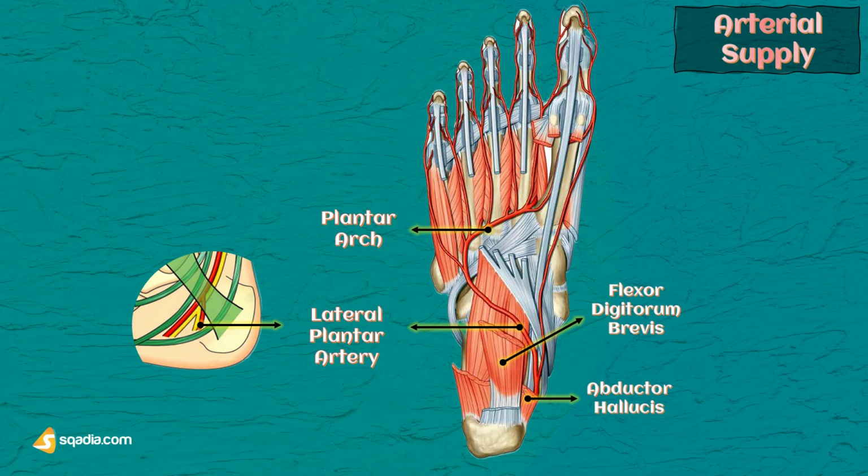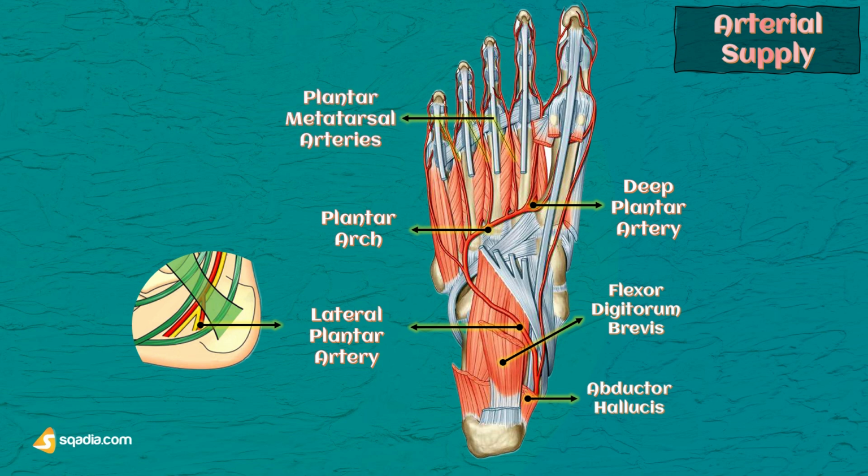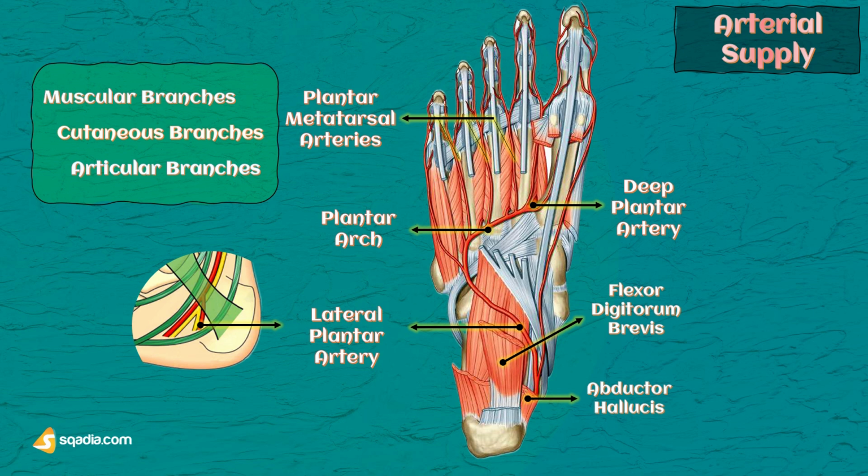At the proximal end of the first intermetatarsal space, it anastomoses with the deep plantar artery, a branch of the dorsalis pedis. The plantar arch gives off plantar metatarsal arteries to the toes. The lateral plantar artery gives off numerous muscular, cutaneous, and articular branches along its course.